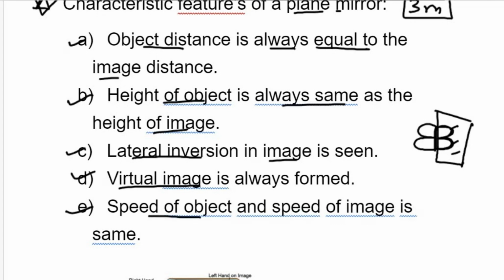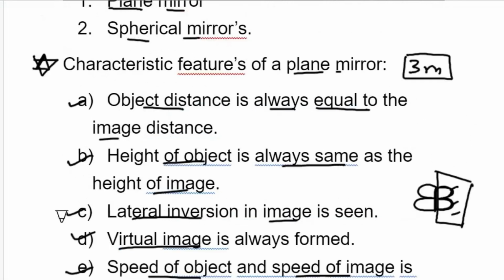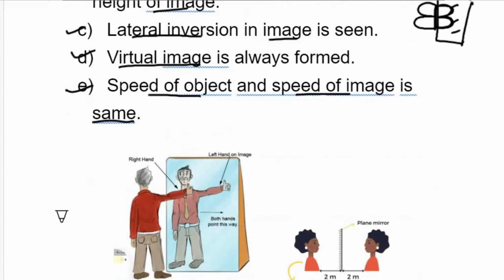Then the speed of the object and the speed of the image are always the same in the case of a plane mirror. So these are the characteristic features of a plane mirror. So these are the two pictures.